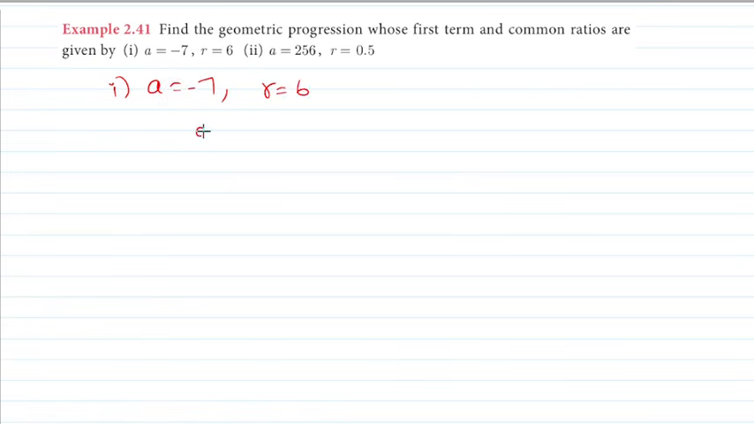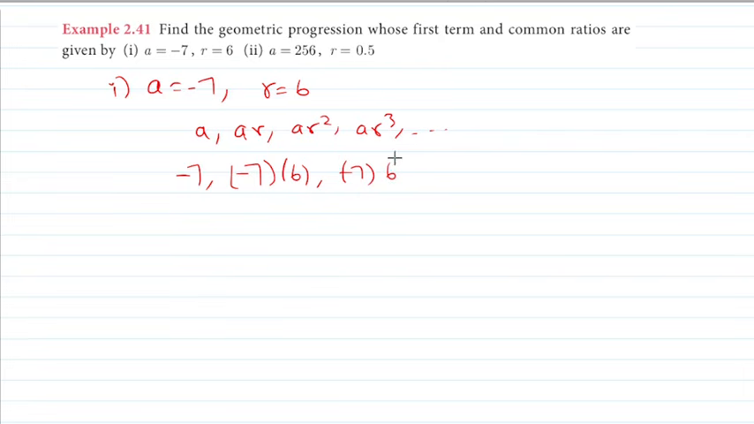So GP எப்படி இருக்கும்? A, AR, AR square, AR cube and so on. கரெக்டா இதுதான் GP. Okay. So A என்ன? -7. Then again -7 multiplied by R வந்து என்ன? 6. Then -7 multiplied by R வந்து என்ன 6 square. So இந்த மாதிரி போயிட்டே இருக்கும். நீங்க first 3 terms மட்டும் போட்டா போதும்.